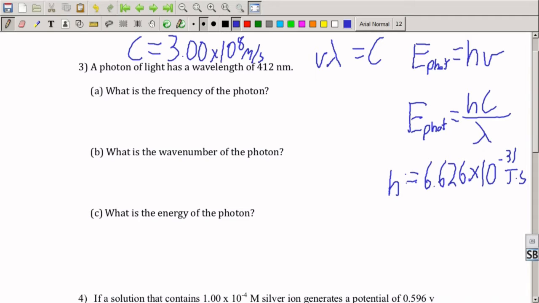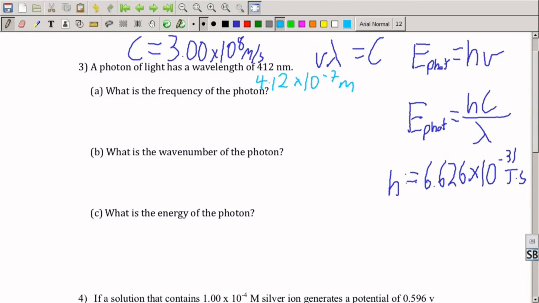So, how do we calculate frequency? What do we have to do to the wavelength before we can calculate frequency? Yeah, we need to convert this to meters. So, in this case, the wavelength, if you do that, you're going to divide by 10 to the 9th. And if you do that here, you get 4.12 times 10 to the negative 7th meters.